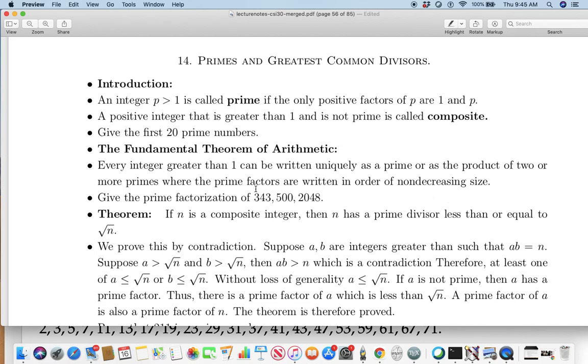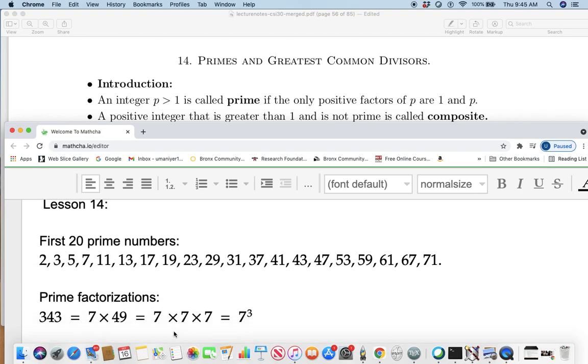Let's write this out for 343. 343 is first 7 goes. 7 times 49. 49 in turn is 7 times 7. So 343 is 7 to the third power.